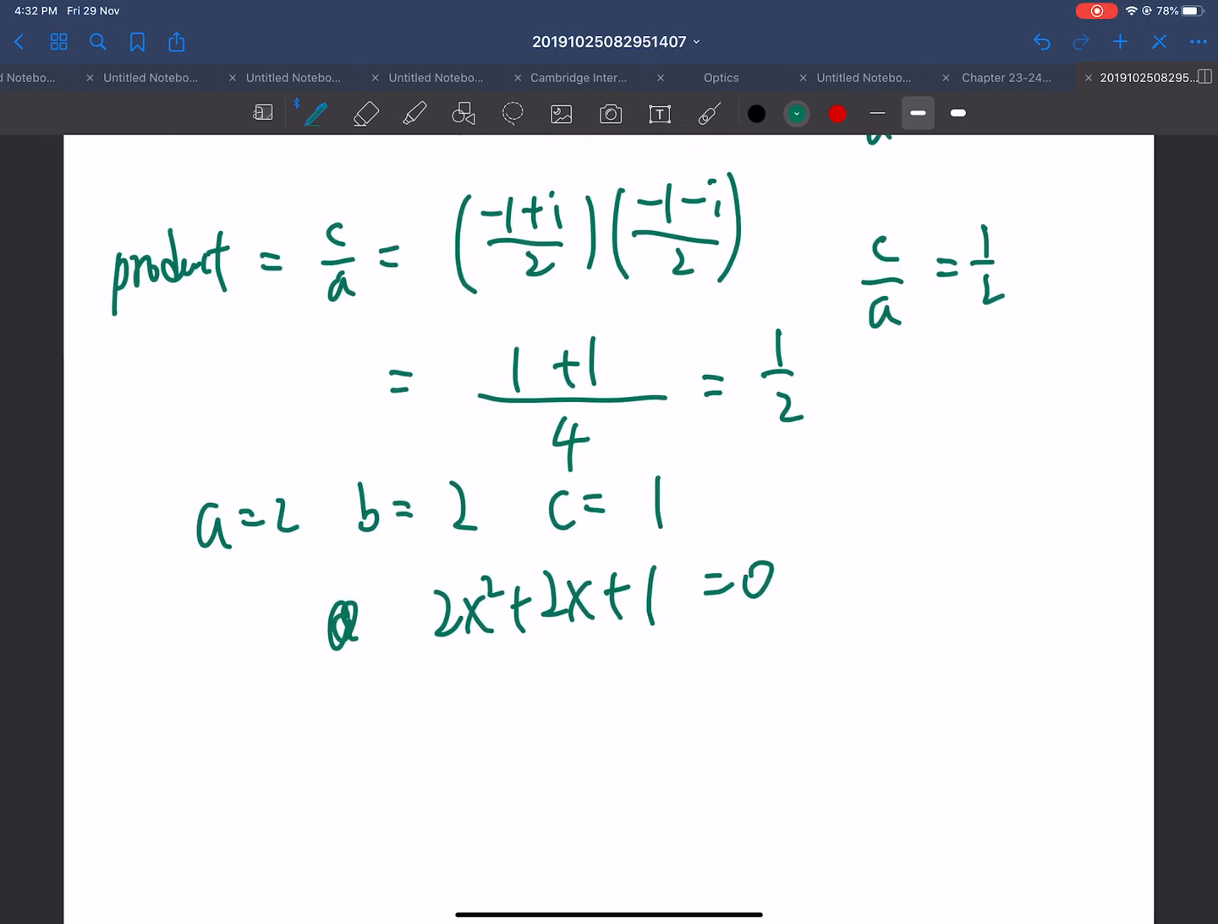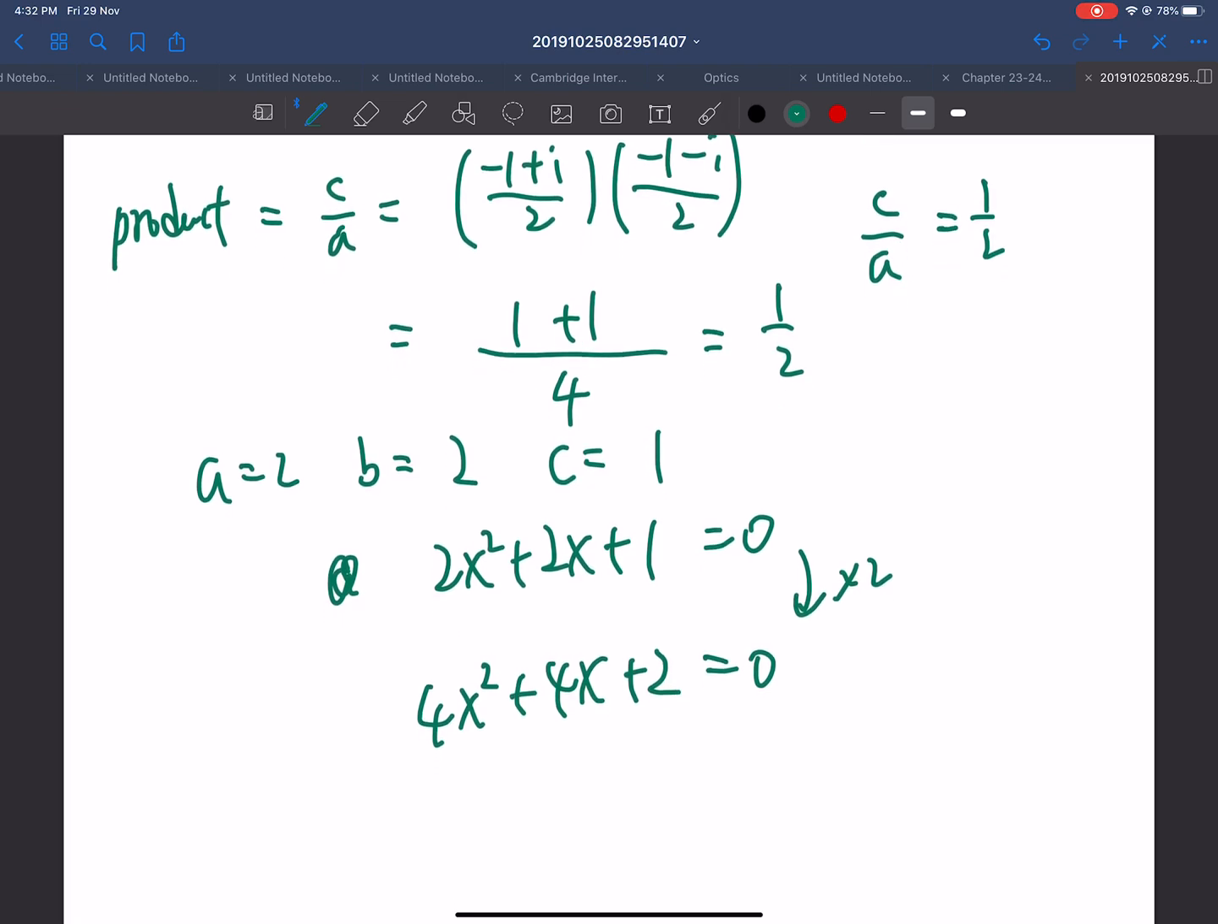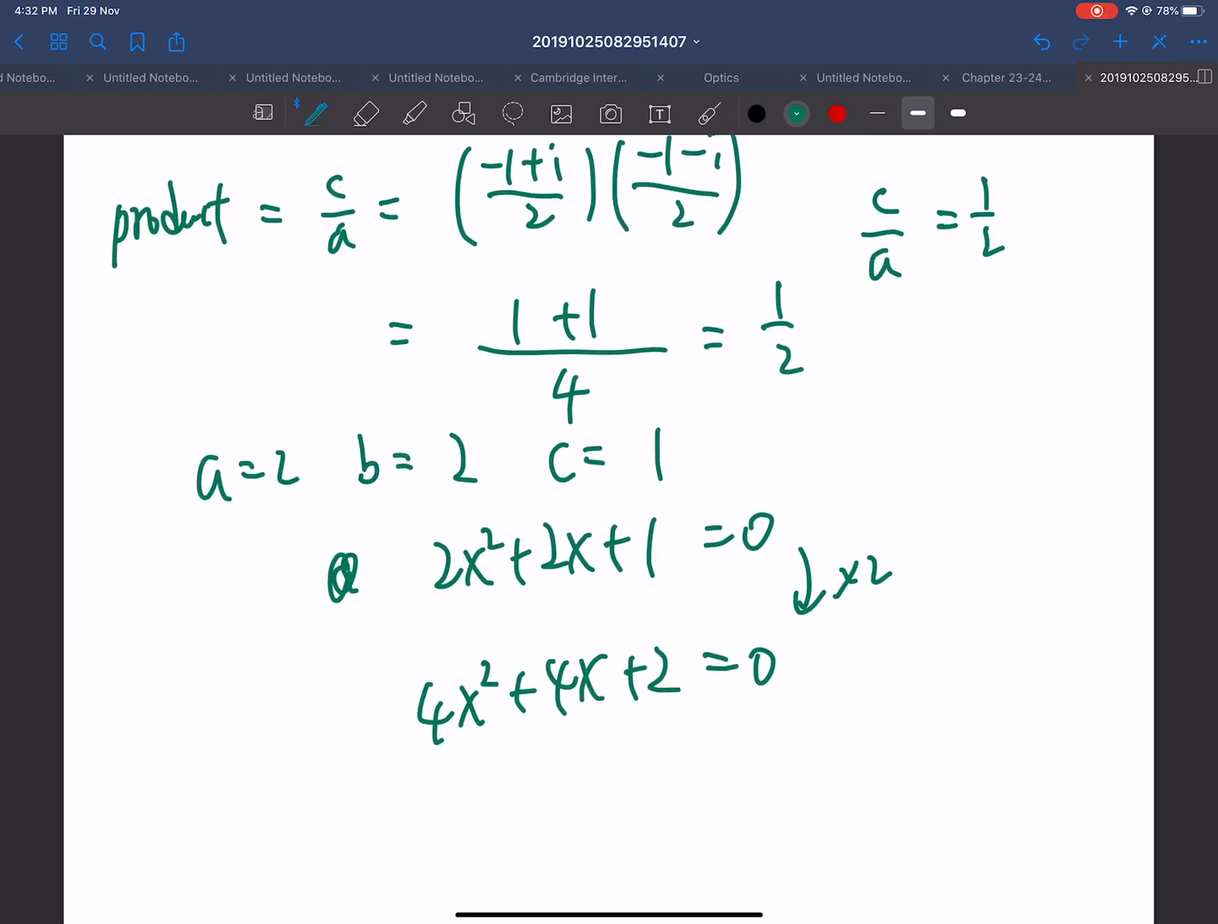Now, of course, if we multiply the whole formula by 2, we'll get the same formula actually. The roots will not change. Of course, you can choose A to be 4, B to be 4, C to be 2, but they all have the same common factor. It's 2.